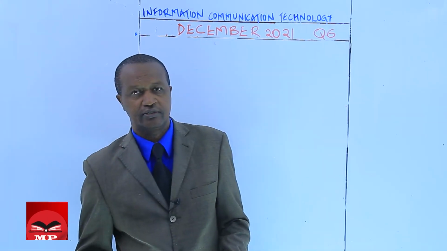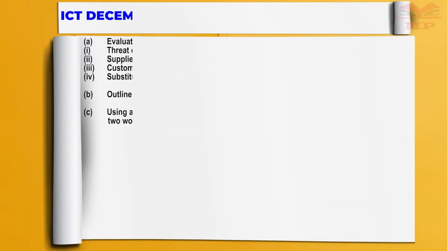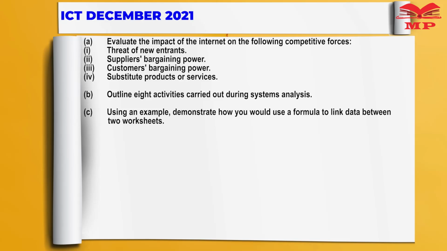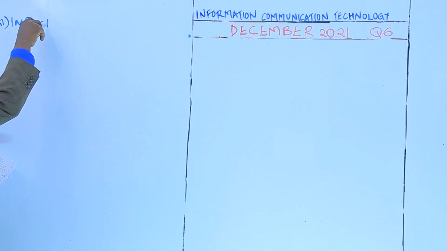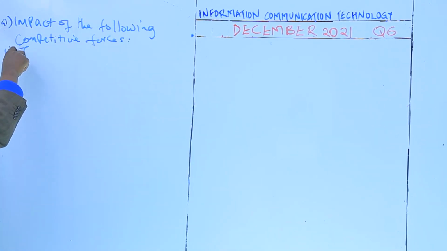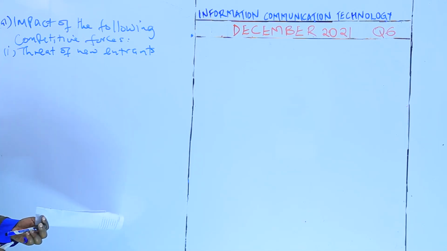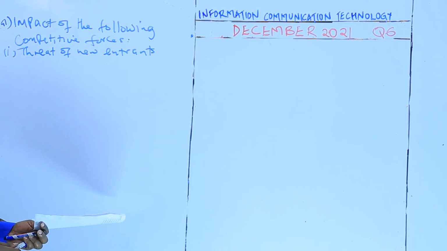Question 6A reads: evaluate the impact of the internet on the following competitive forces. Roman 1, threat of new entrants. Roman 2, suppliers' bargaining power. Roman 3, customers' bargaining power. Roman 4, substitute products or services.